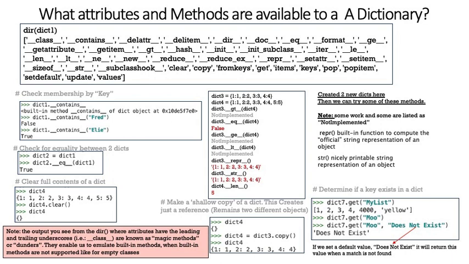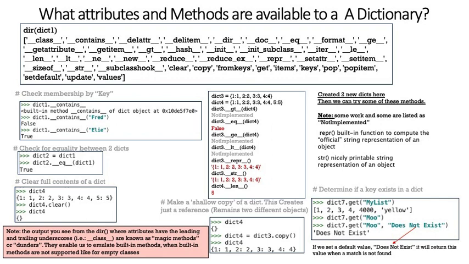The next example, check for equality between two dictionaries. Dict2 equals dict1. Then dict2.__eq__, which stands for equals, dict1. Yes, they're the same. They better be. I just made it that way. Clear full contents of a dictionary. So we have dict4, and we can simply do dict4.clear. And when we execute on dict4, we see that it's empty.